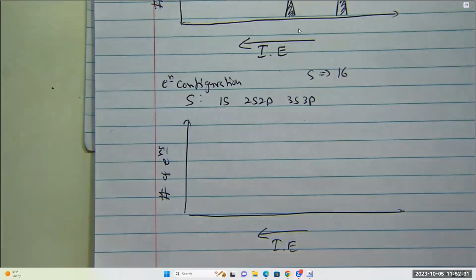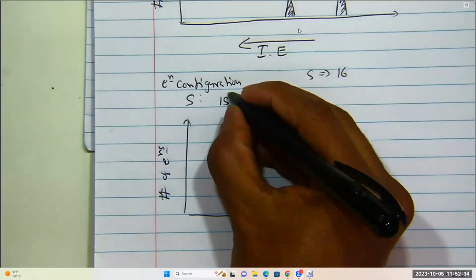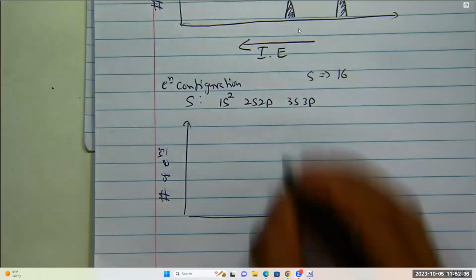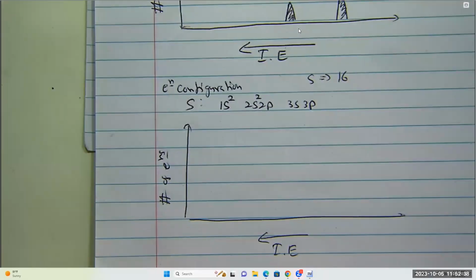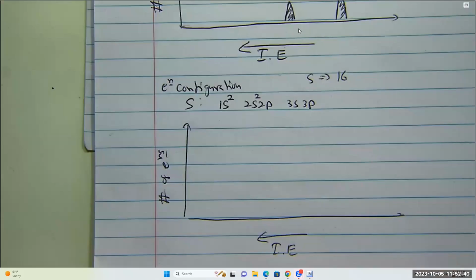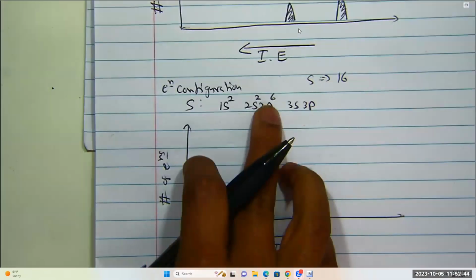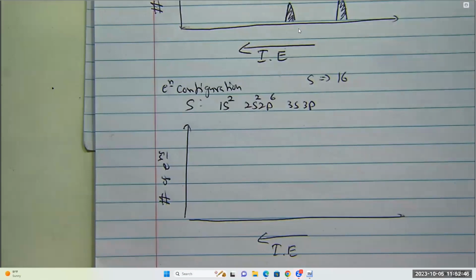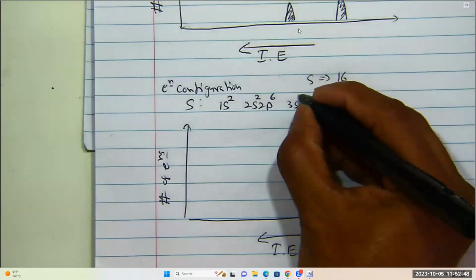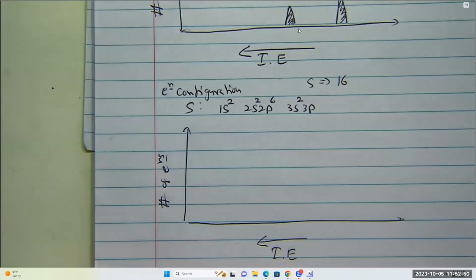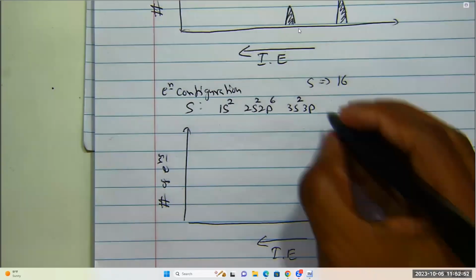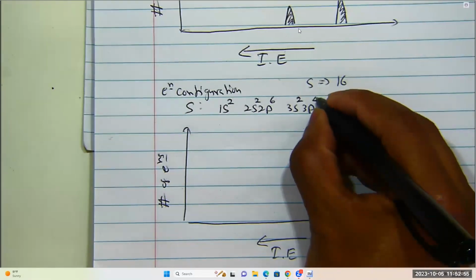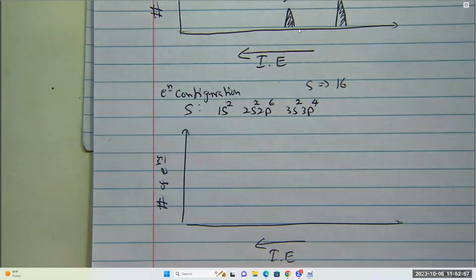So 16. First, I'm going to get 2 electrons in 1s and 2 electrons in 2s, and the 2p can only have up to how many electrons? 6. Now I already have 10 electrons. And 3s can have only up to 2. Now I have 12 electrons. Therefore, my 3p should have 4 electrons. Therefore, that should be my electron configuration of sulfur.